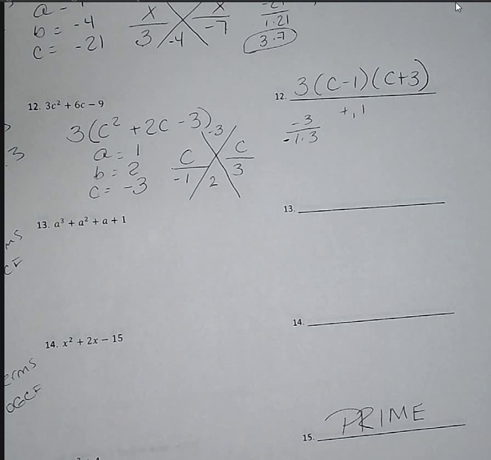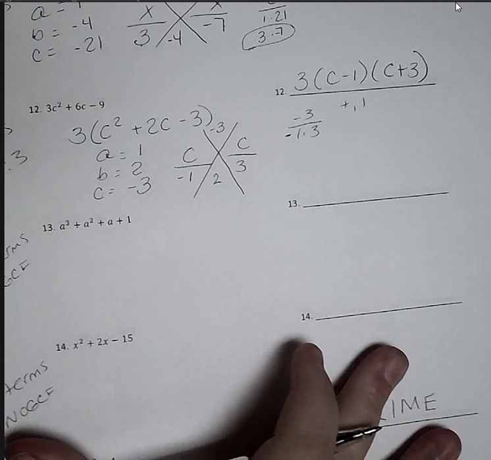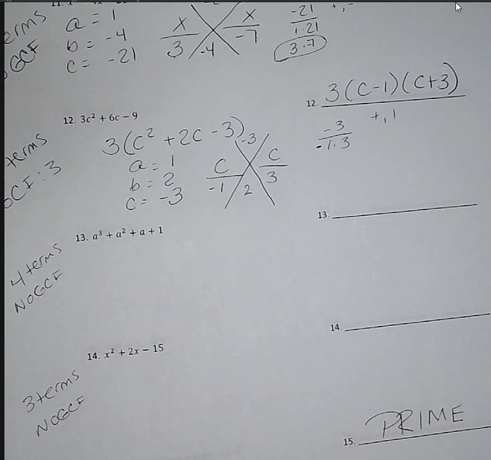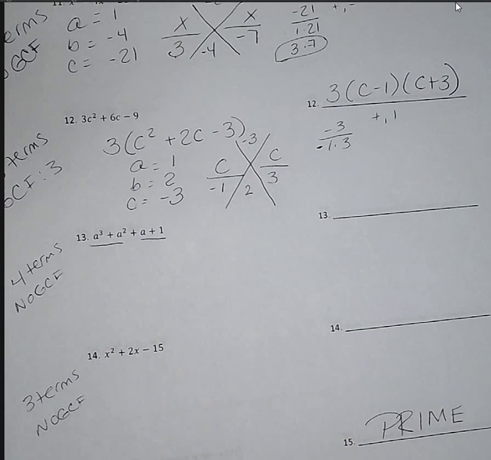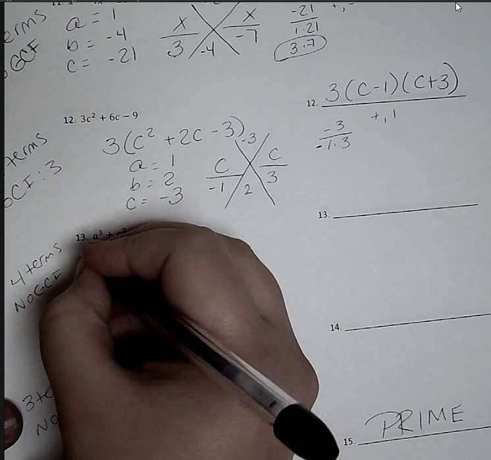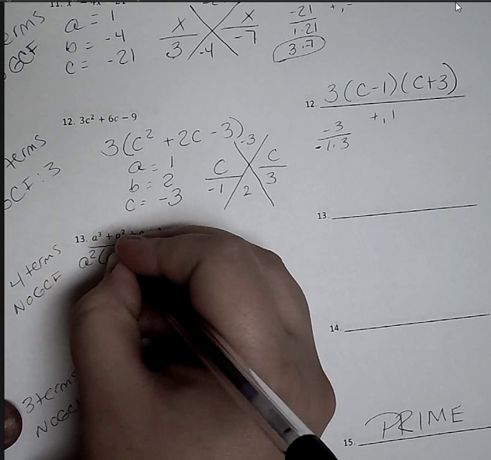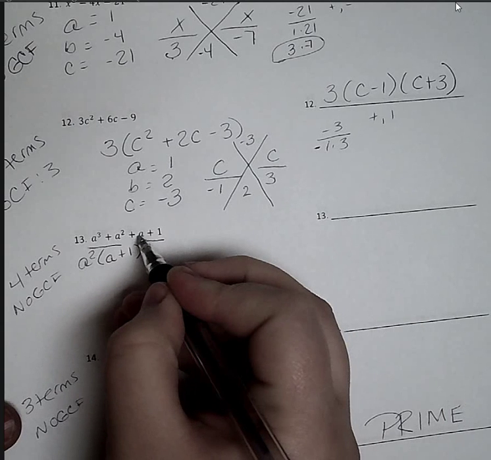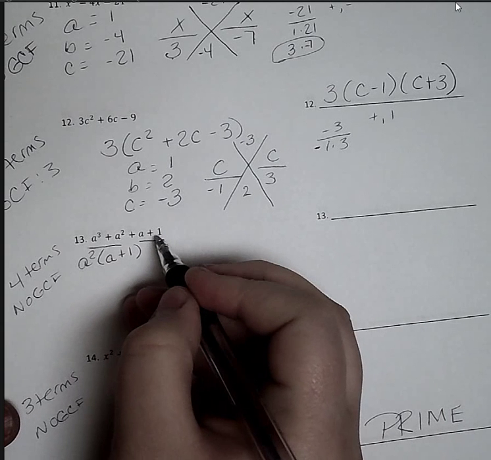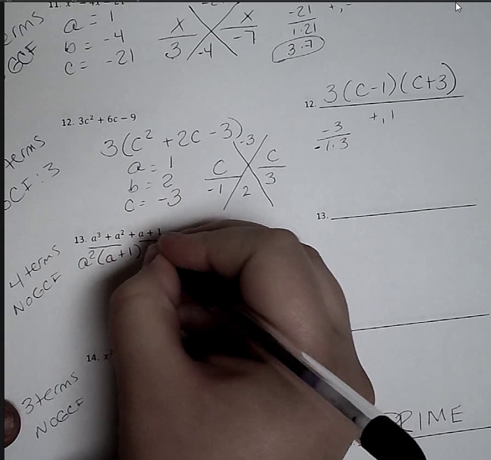So now let's look at number 13. On number 13, there are 4 terms. Well, we know 4 terms means grouping. So you group your first 2 terms and then your second 2 terms. Now we take our greatest common factor of each group. Greatest common factor here is a squared. So you get a plus 1. And a plus 1 doesn't have a greatest common factor, but remember in grouping you have to take something out. So the only thing we can take out is a 1.